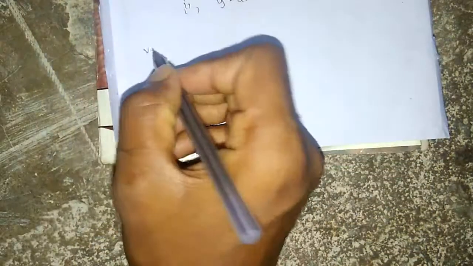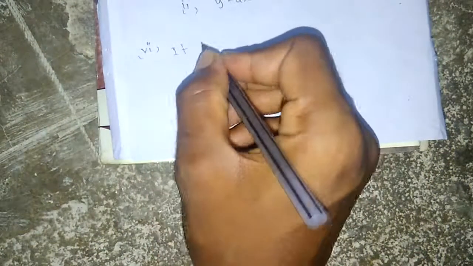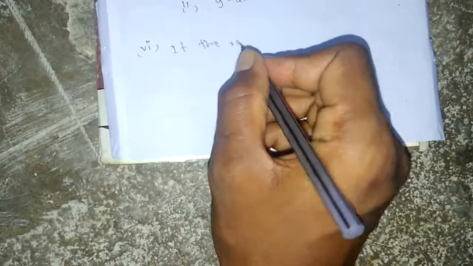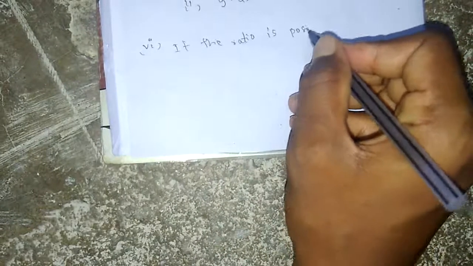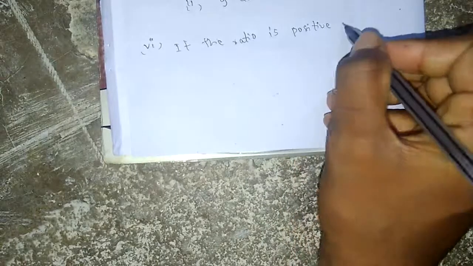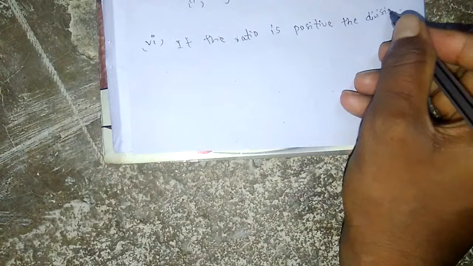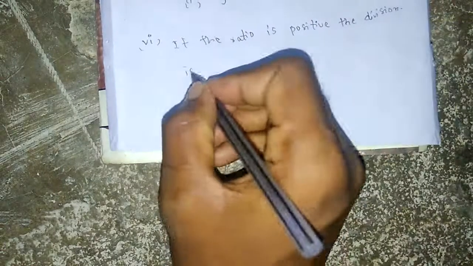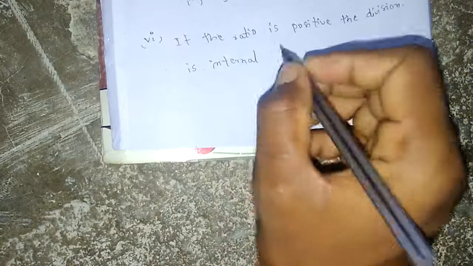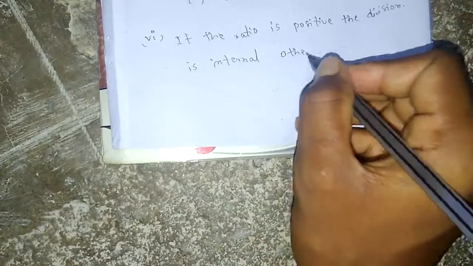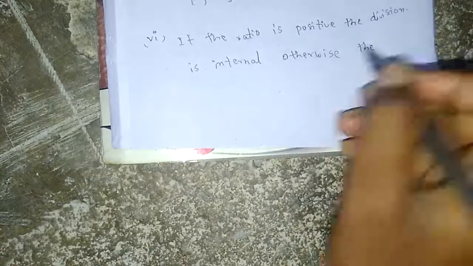Similarly, next point, if the ratio is positive, the division is internal. Otherwise the division is external.